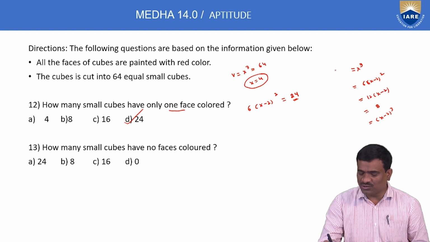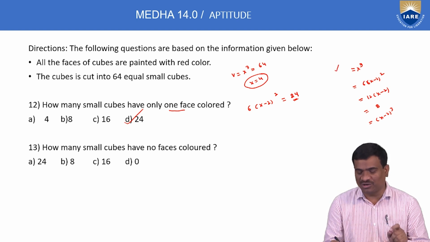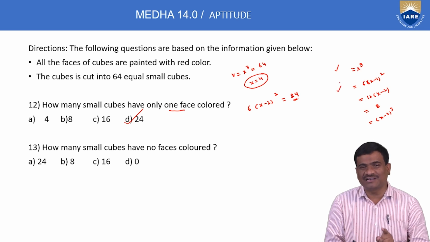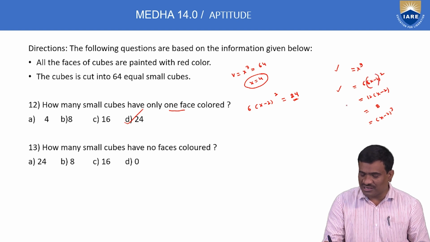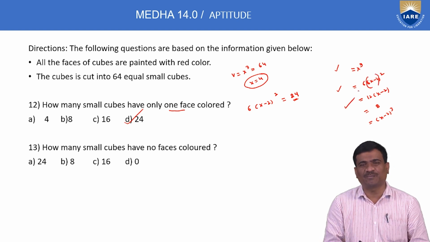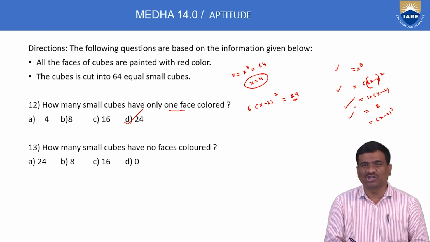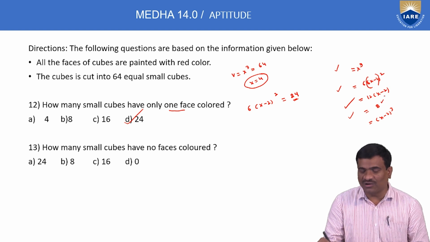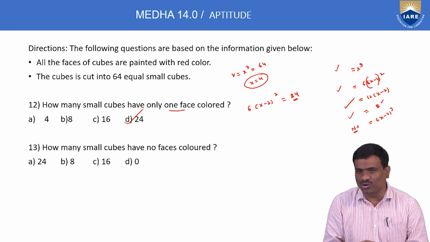Once again, total number of small cubes, x cube. Number of small cubes with only one face painted, 6 into x minus 2 whole square. Number of small cubes with only two faces painted, 12 into x minus 2. Number of small cubes with only 3 faces painted is equal to 8. Number of small cubes with no face painted, x minus 2 whole cube.